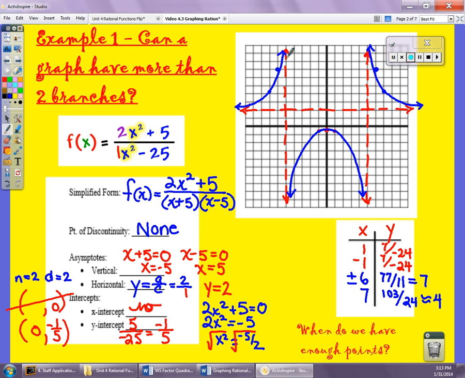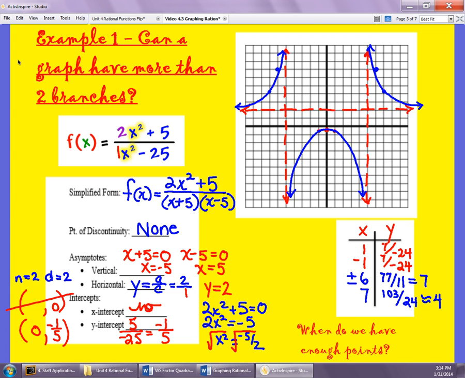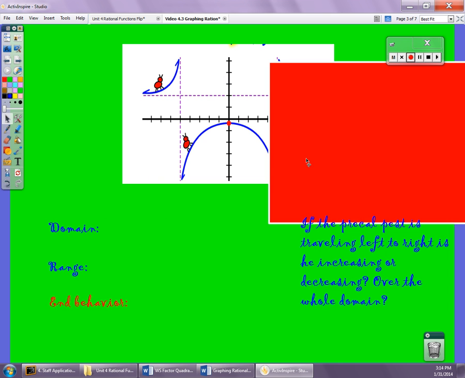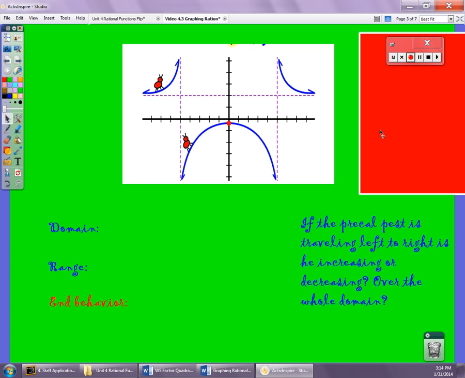So when do we have enough points? We have enough points when we have at least 2 on each side of each vertical asymptote. All right, now let's quickly look at some properties of this graph. Let's take this away, and there it is. Same graph, if you notice, asymptotes at 5 and -5, and also horizontal at 2.